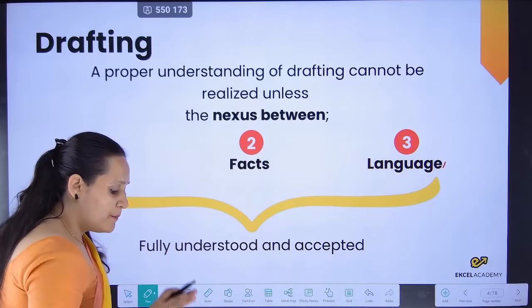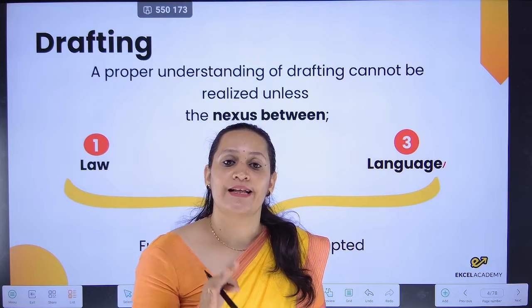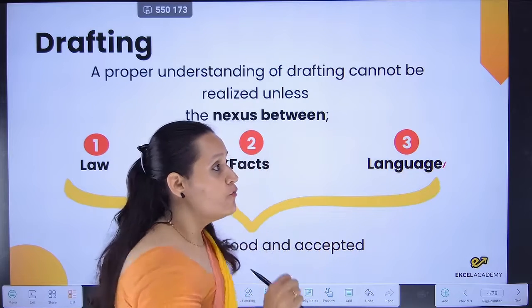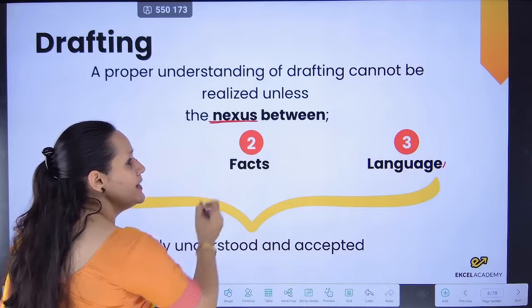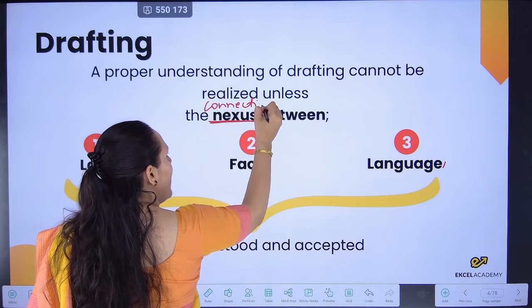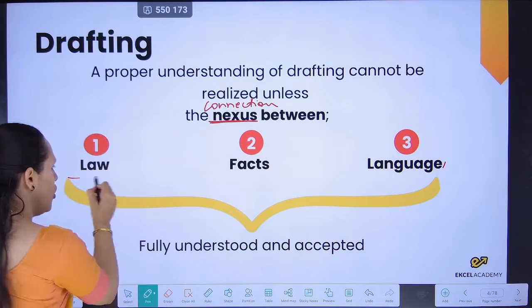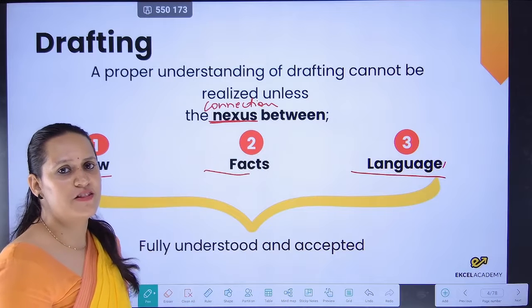Now, for being able to draft a good legal document, there are three things that we should focus on. For any good legal draft, there should be a proper nexus. Nexus is nothing but connection. You should have a connection between the law, the facts and the language that we are going to use to connect the law with the facts.